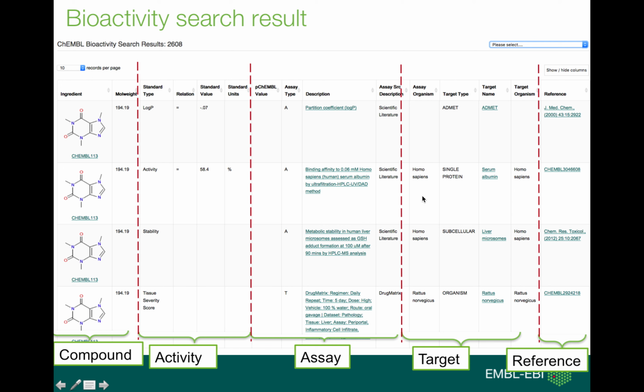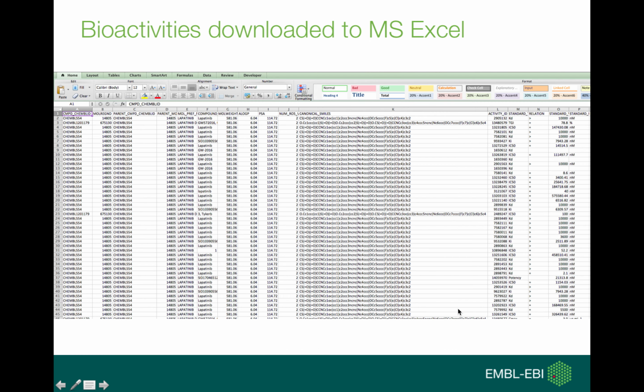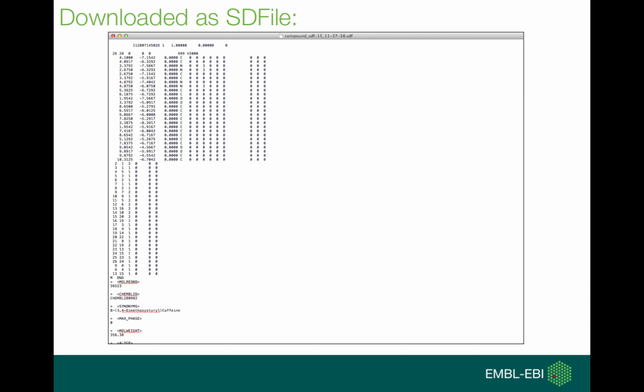So is it from where the assay organism is, whether it's human or it's rat, for instance, and the target type. Is it a protein target? Is it a whole organism? And you could download the bioactivity information as an Excel spreadsheet to do further filtering or to plug into a next tool to do further analysis. You could also download the structural information as an SD file.